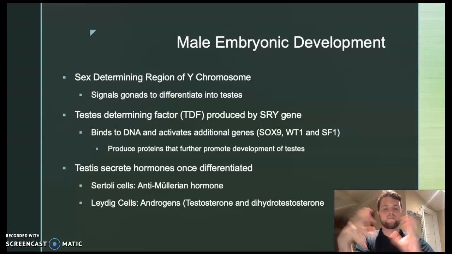Once the testes have formed and differentiated, they begin to secrete three major hormones that then influence the development of male internal and external genitalia. These hormones are anti-Müllerian hormone, and recall that Müllerian ducts are the ducts present in female internal genitalia. Also, we have testosterone and dihydrotestosterone, which are primary steroid hormones in men.